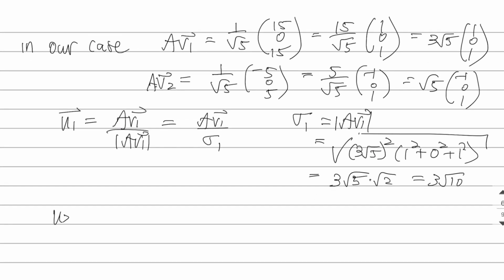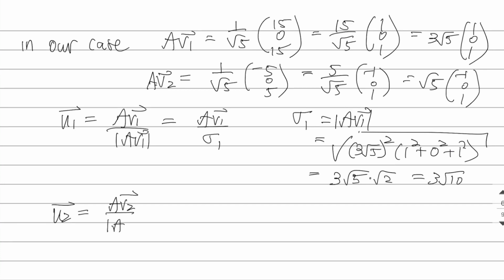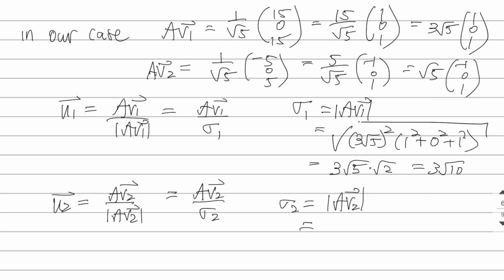And we're going to define this second singular vector, which is going to be AV2 over its length, or another way of putting it is AV2 over sigma 2, and sigma 2 is the length of that second vector, and that's going to be root 5 times the square root of negative 1 squared plus 0 squared plus 1 squared. So that's going to be root 10.